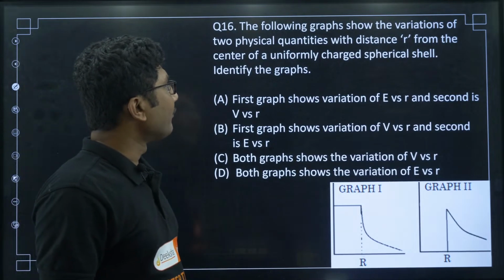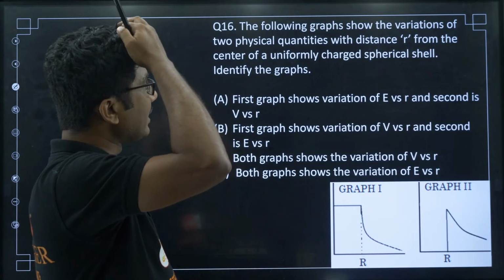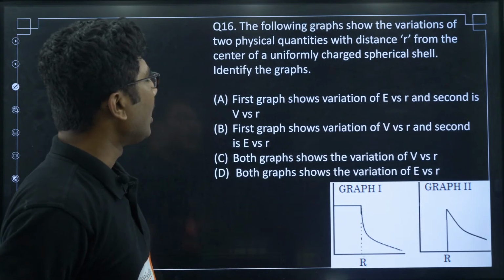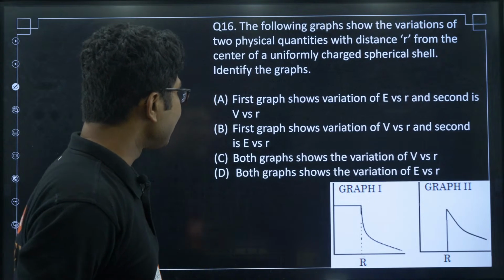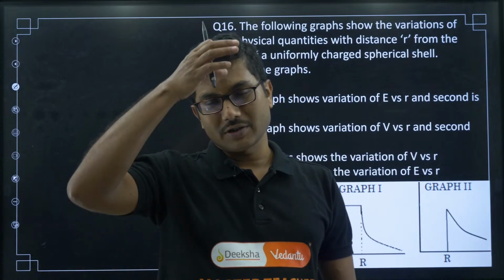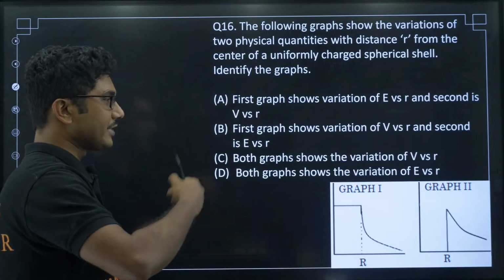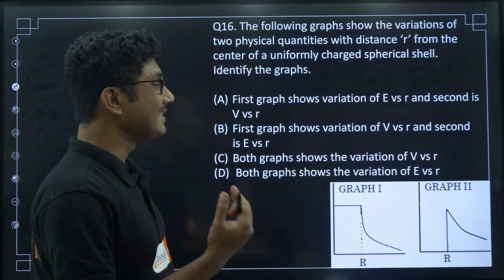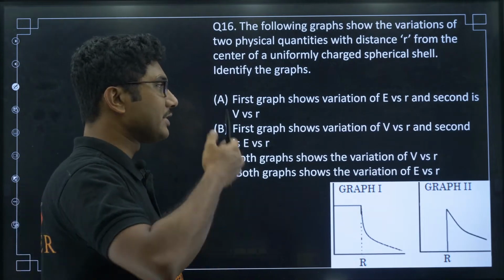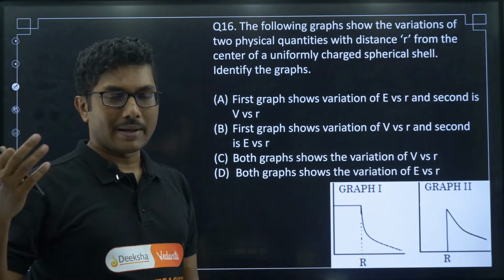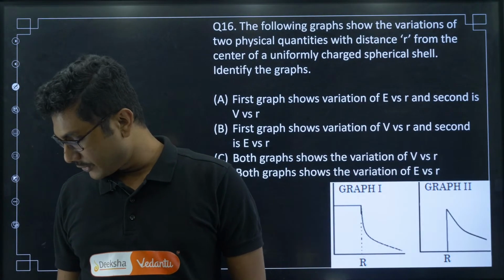The following graphs show the variations of two physical quantities with distance r from the center of a uniformly charged spherical shell. Identify the two graphs. Now, this question can be an easier version of a K-set question as well. From chapter 3 to 4, questions come in K-set, so out of them at least one is easy. Actually, this question might come as an easy question.